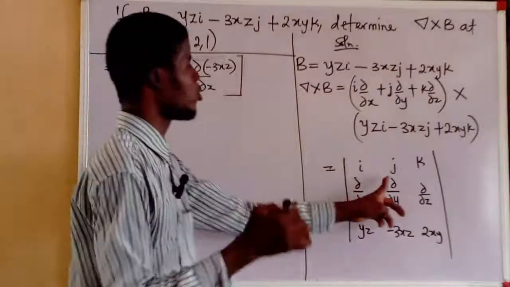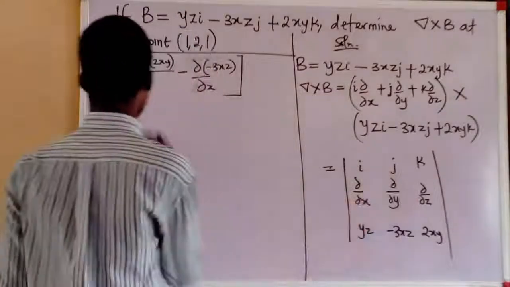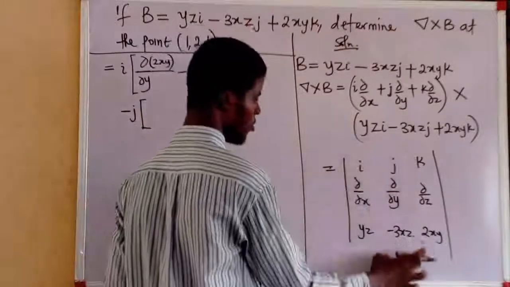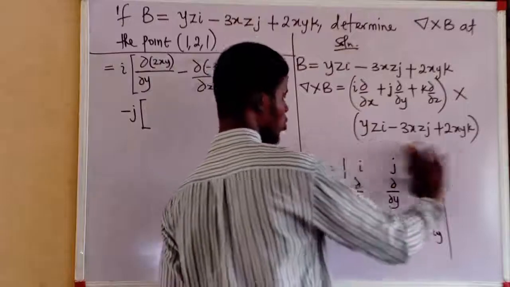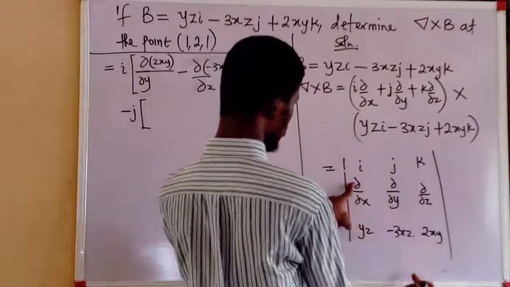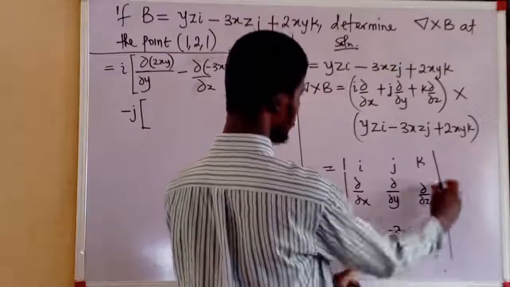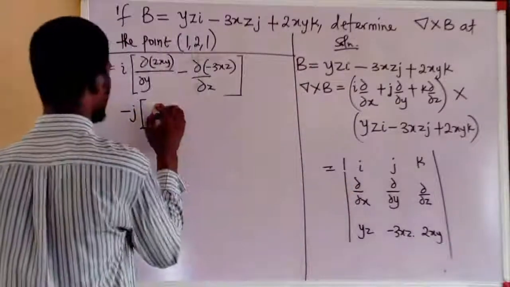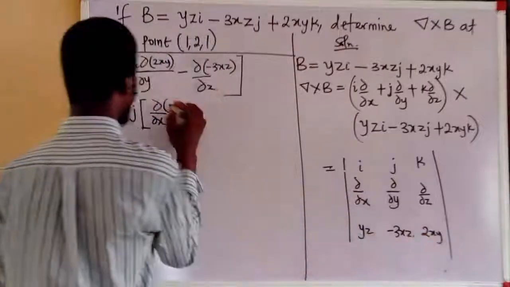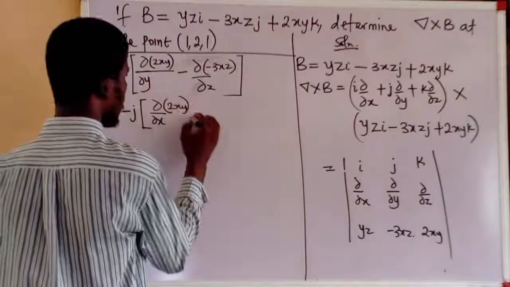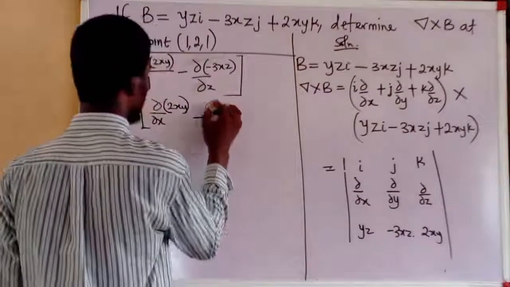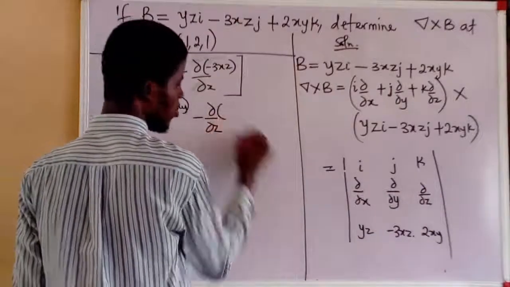Minus, I told you j has a minus. So minus j into, eliminate this column of j, eliminate this row. So we now have this and this. So this into this minus this into this. So we have partial x of 2xy, minus this into this, that's partial z of yz.